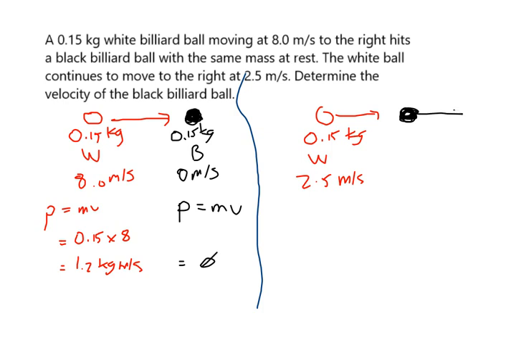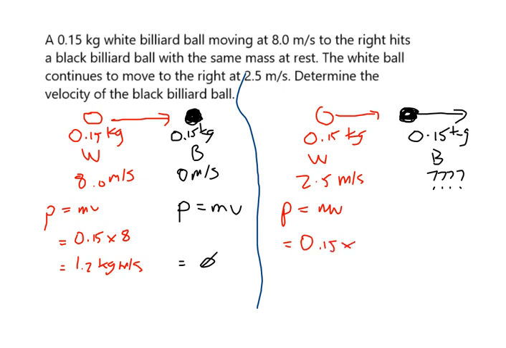Probably to the right. I can't imagine how this one hits this one and then the black one goes backwards, right? So it would seem likely that if this one's still going forward, this one's probably going forward too. Again, it's got a mass of 0.15 kilograms. It's black. Our question, what is its velocity? Well, let's do the exact same thing I've been doing before. Let's keep calculating momentums.